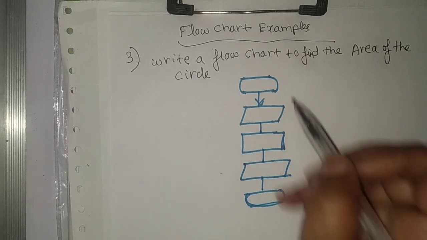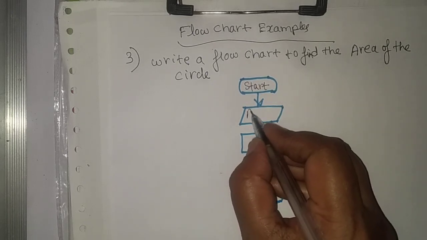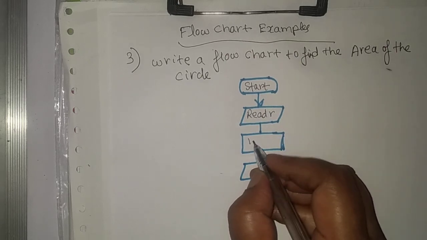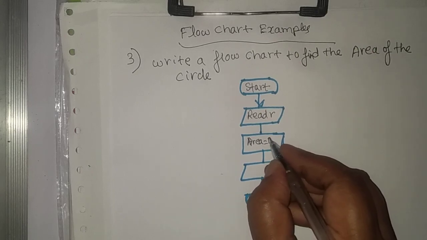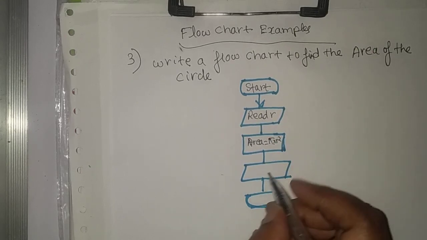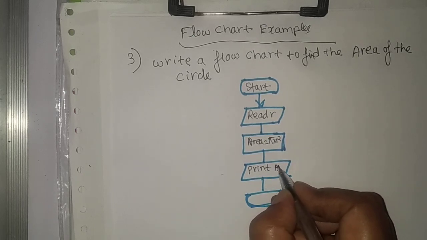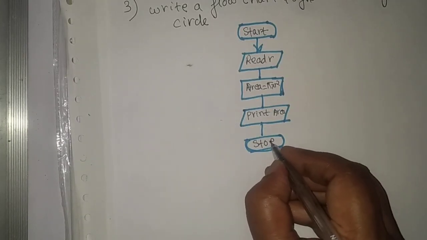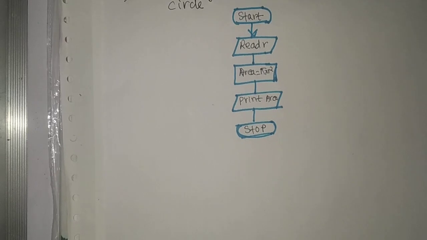So we'll write start, then calculate area is equal to pi into r square. So print area, then stop. So this is the flowchart to find the area of the circle.